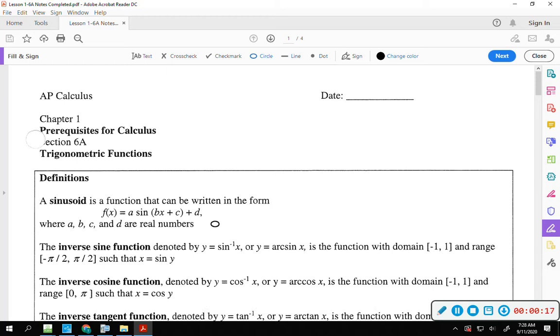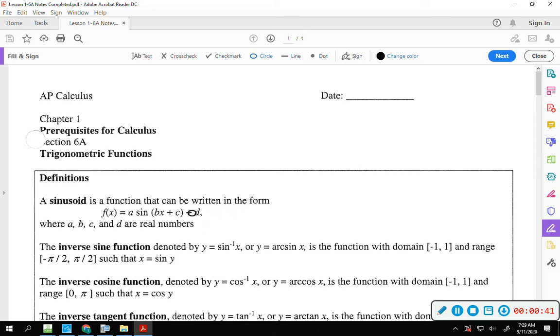A sinusoid is a function that can be written in the form of a sine of bx plus c plus d, where a, b, c, and d are constants. Remember that a is called the amplitude. The coefficient of the sine function is called the amplitude. If I factor this b out, this c here is what I will call the phase shift. It is the horizontal shift.